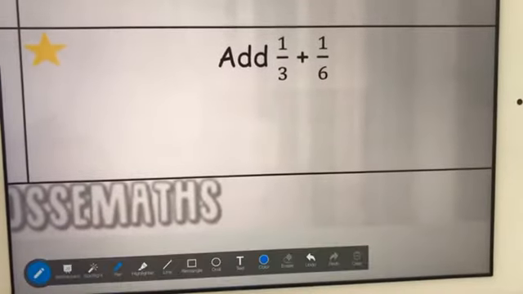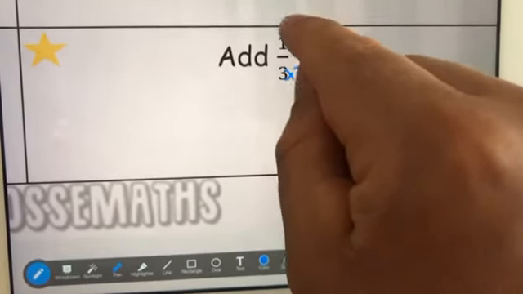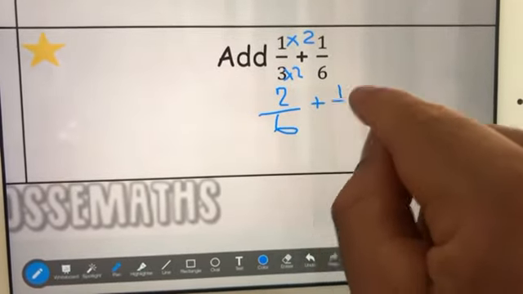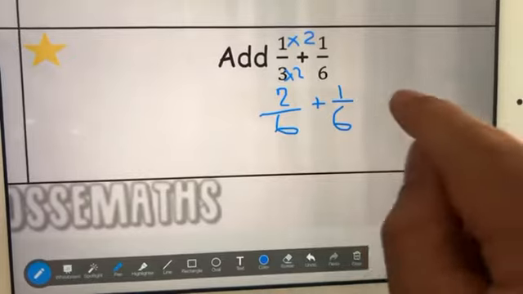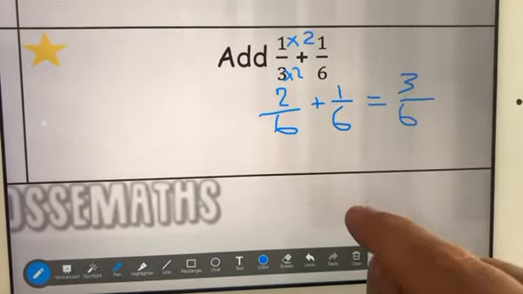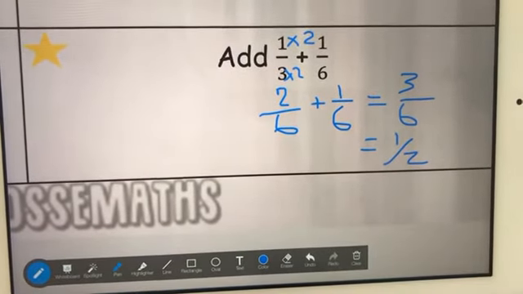Right, last one. Okay, I've got to make the bottom numbers the same. Now, you don't have to times both sides this time. You can just times the left. If I times the left and times top and bottom by 2, I end up with 2 over 6 plus 1 over 6. We can add these together now because the denominators are the same. It's going to be over 6. 2 plus 1 is 3. So my answer is 3 over 6, or if you want to simplify it, you get 1 over 2. That's worth 2.